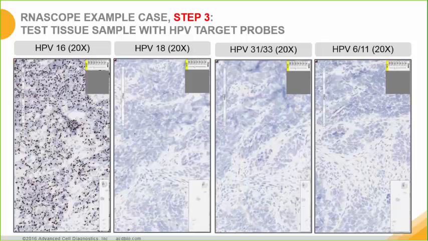In this case, various HPV target probes. In these images, we are targeting several HPV subtypes, HPV 16, 18, and 31 to 33, which are high-risk HPV, and HPV 6 to 11, which are low-risk subtypes. As you can see, this tumor tissue is positive for HPV, seen with the brown dots, and negative for the other subtypes tested.